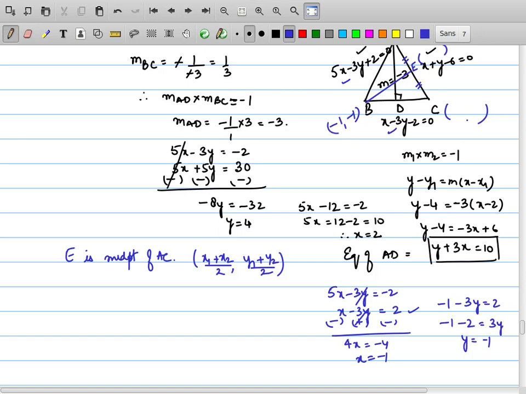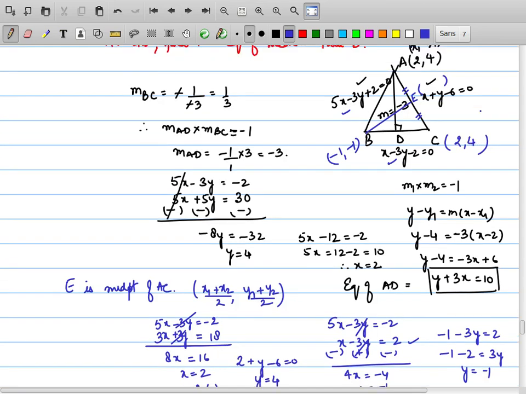Similarly, we can find coordinates of C, and C is x plus y is equal to 6 and 5x minus 3y equals to minus 2. We'll multiply by 3, therefore we get 18. If we add them, we have 8x is equal to 16, x comes out to be 2. Now x comes out to be 2, we can put in any of the equations, therefore 2 plus y minus 6 is 0, so y equals to 4. Therefore the coordinates of C are 2, 4.